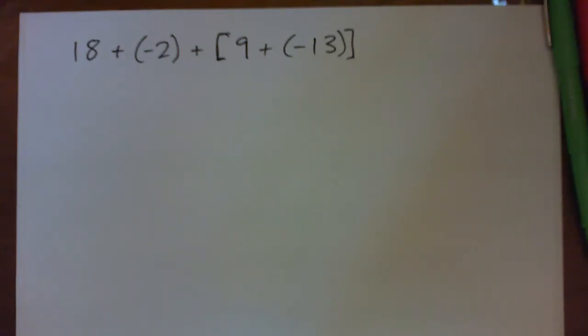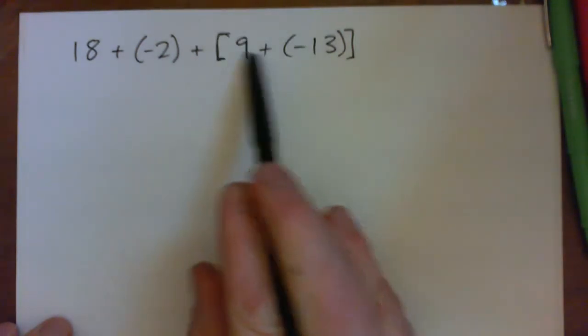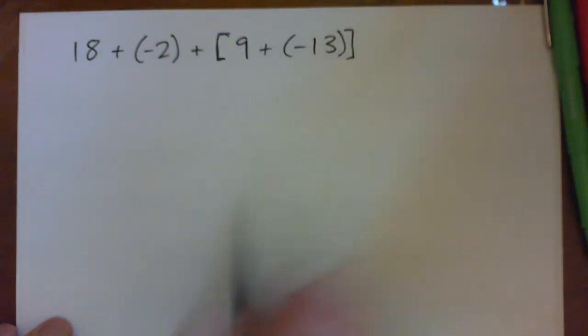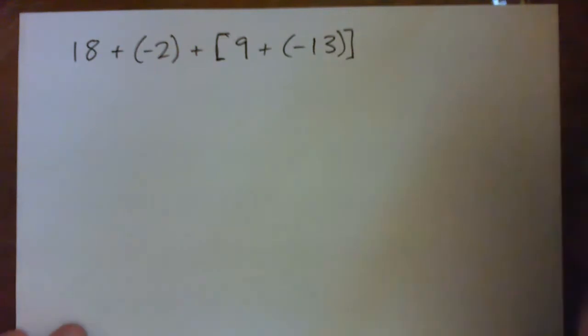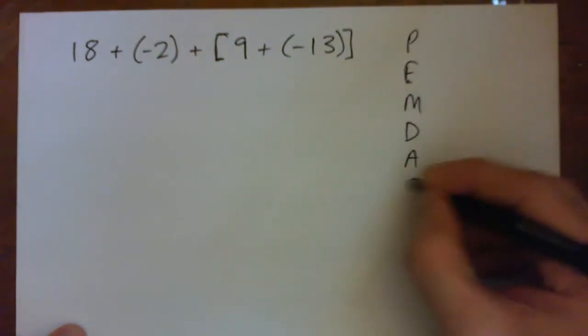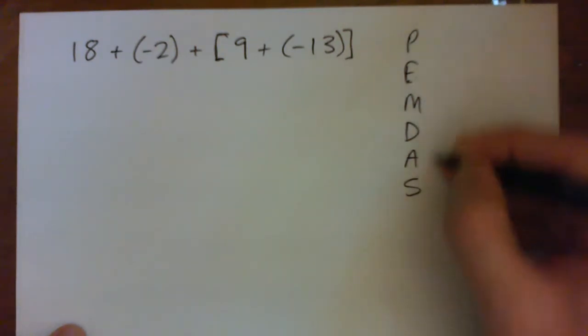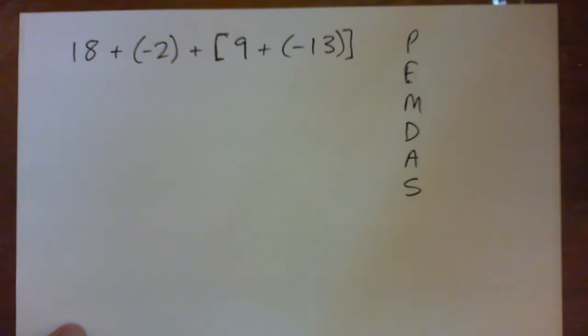All right, let's go over this example. 18 plus negative 2 plus, in square brackets, 9 plus negative 13. Okay, so we can follow PEMDAS. So parentheses, exponents, multiply, divide from left to right, add or subtract from left to right.